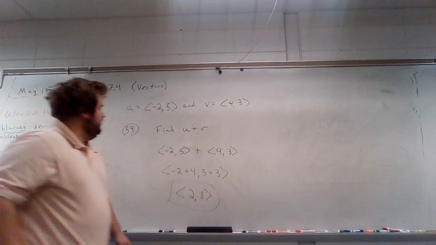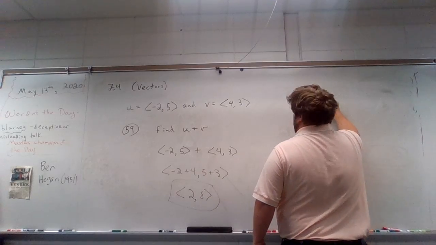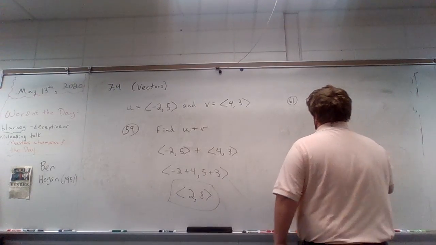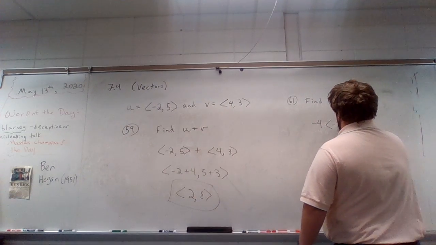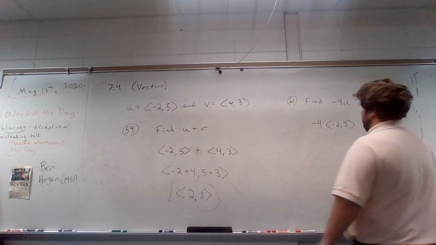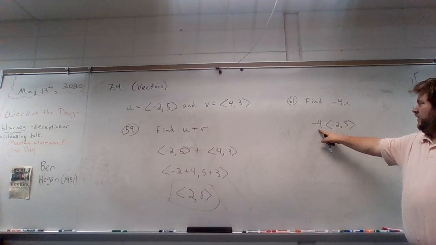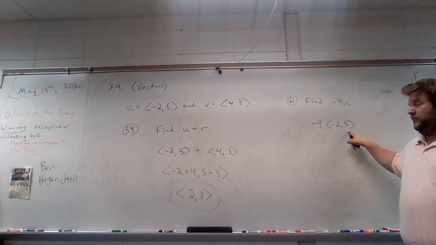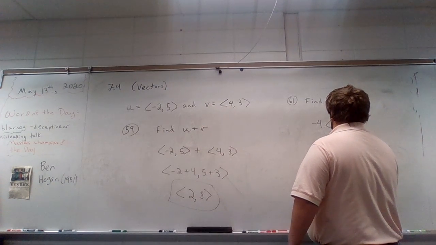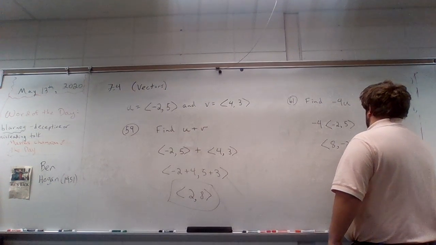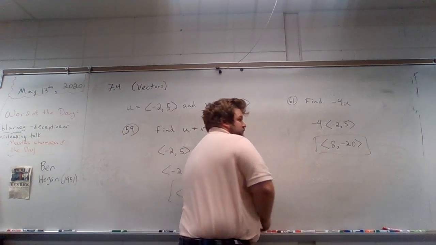Okay, 61 says find negative 4, say u. So that's negative 4 times this vector u, which is negative 2, comma 5. So when I'm multiplying by this number out in front, that's a scalar. I would just multiply each component by that negative 4. So negative 4 times negative 2 is positive 8, and negative 20. That's it.